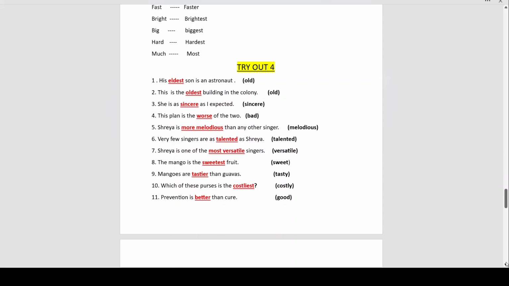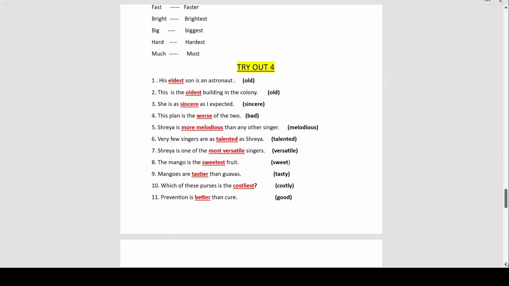Now number 4. This plan is the dash of the two. Bad. Bad, worse, worst. Now because I am comparing two plans, the degree becomes comparative degree. So I use worse. I don't use worst. Worst would have been this is the worst plan. Then that means I'm comparing this plan with many plans. Then I would have used worst. But because I'm comparing only two plans, therefore I use the comparative degree of bad as worse.